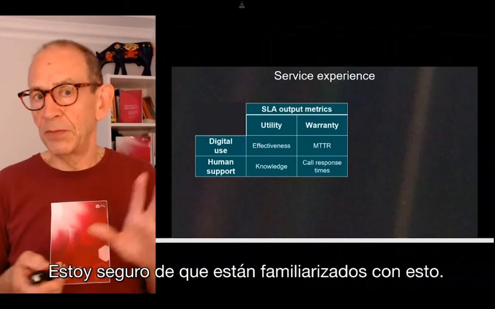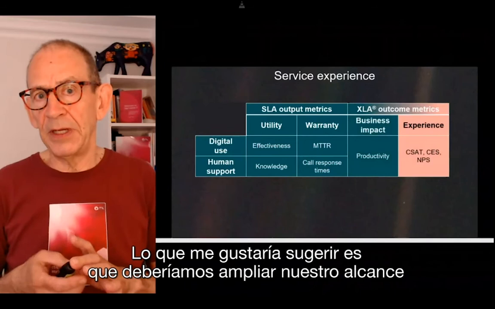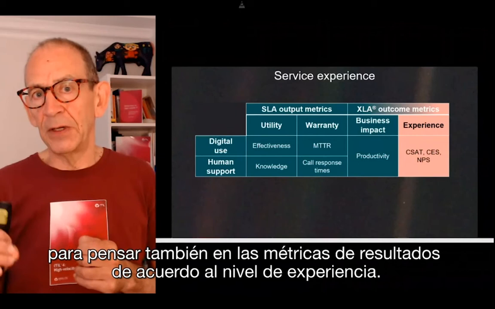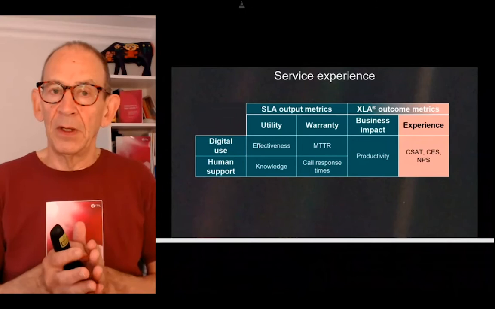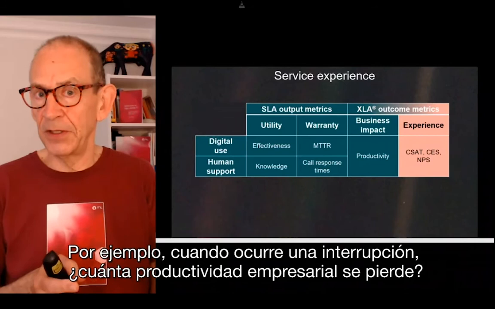What I'd like to suggest is that we should be expanding our scope to also think about experience level agreements, outcome-based metrics. On the one hand, business impact. For instance, what's the impact on productivity at work? For instance, when an outage occurs, how much business productivity is lost?